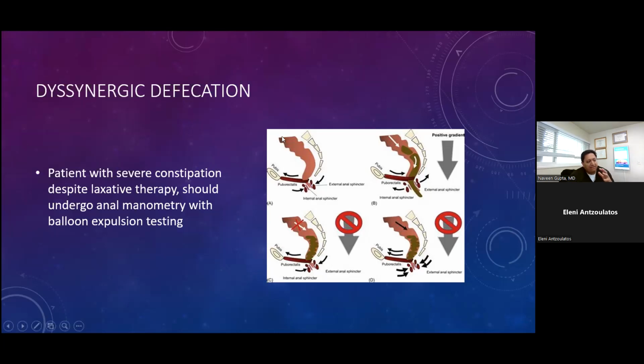So I've got this diagram here that I think can sometimes be helpful. In the normal person's bowel function, when they're going to have a bowel movement, this external anal sphincter will relax.